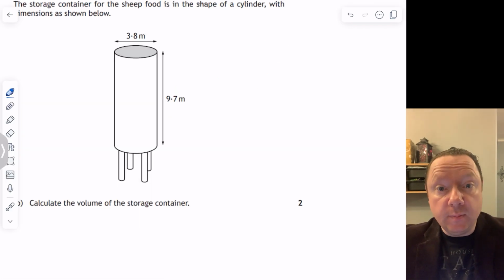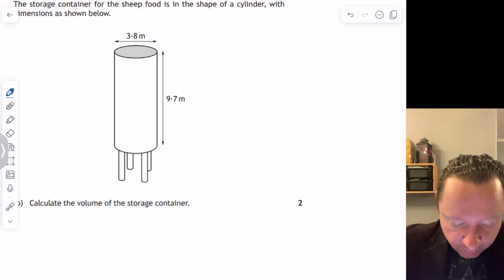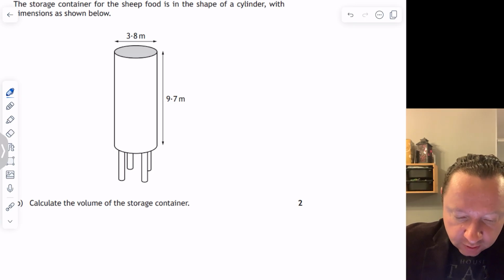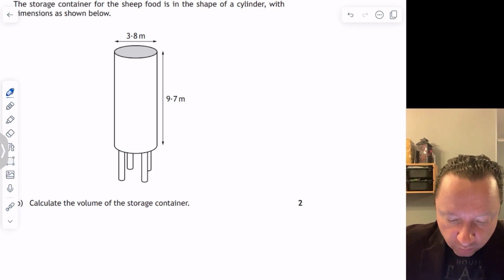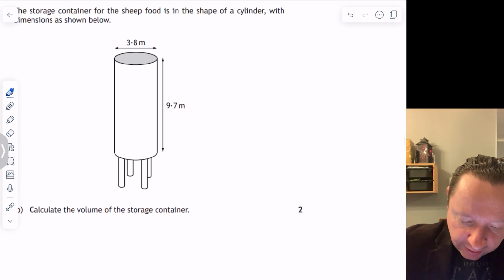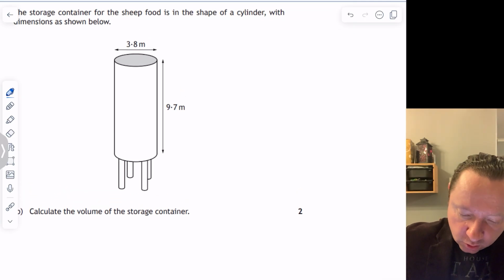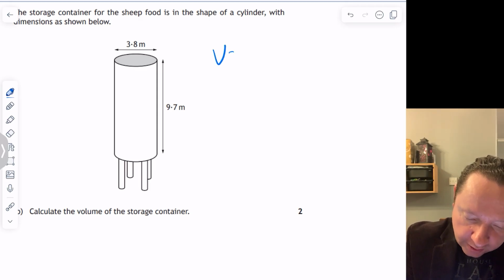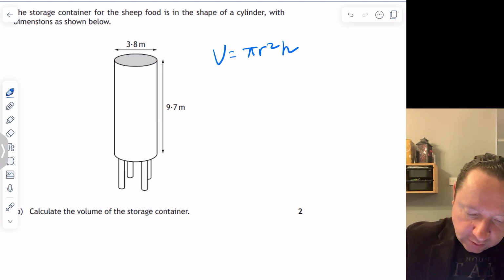SQA National 5 Application Maths 18, Paper 2, Question 5, Part B. The storage container for the sheep food is in the shape of a cylinder with dimensions as shown below. We have to calculate the volume of the storage container. The volume, this is a cylinder, so the volume of a cylinder is pi r squared, area of the base, which is a circle, times the height. So we need to know the radius.